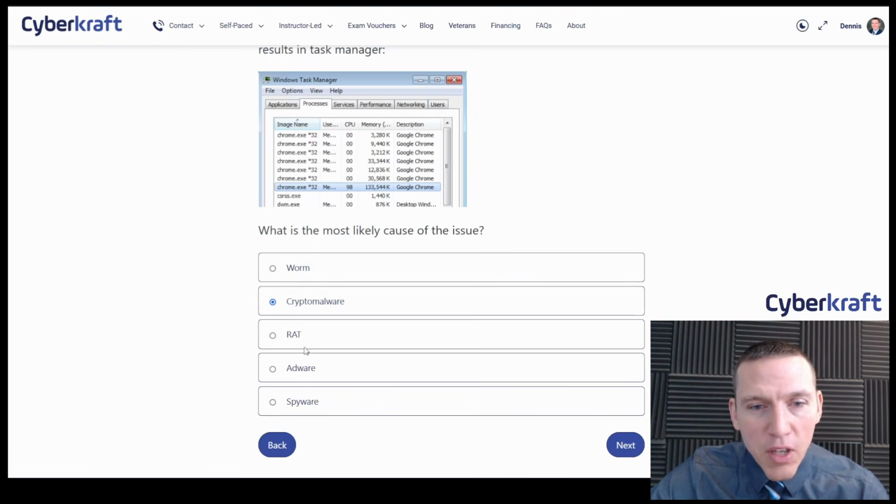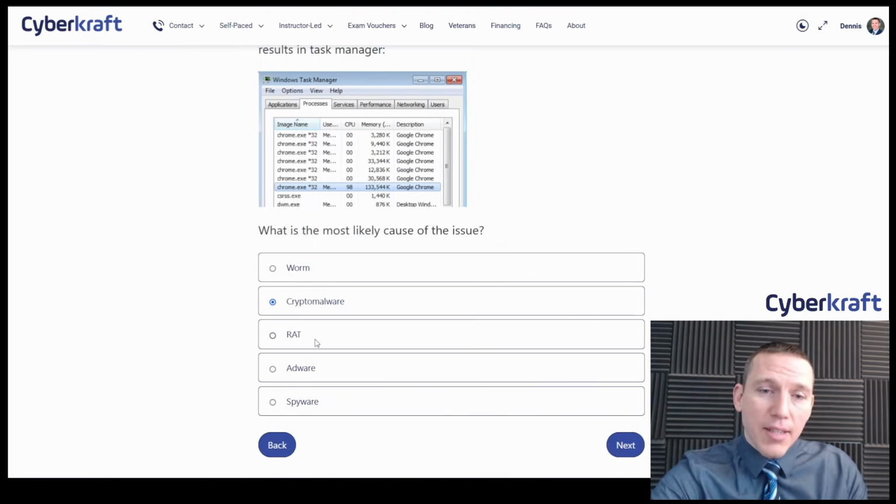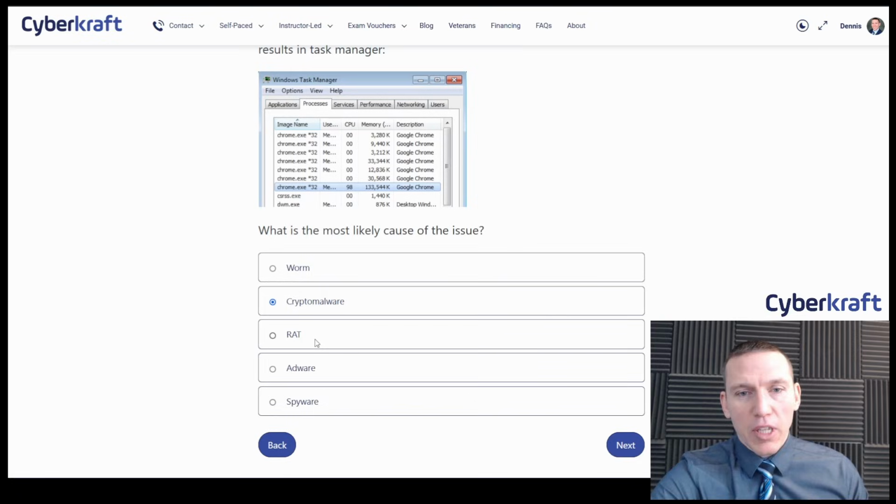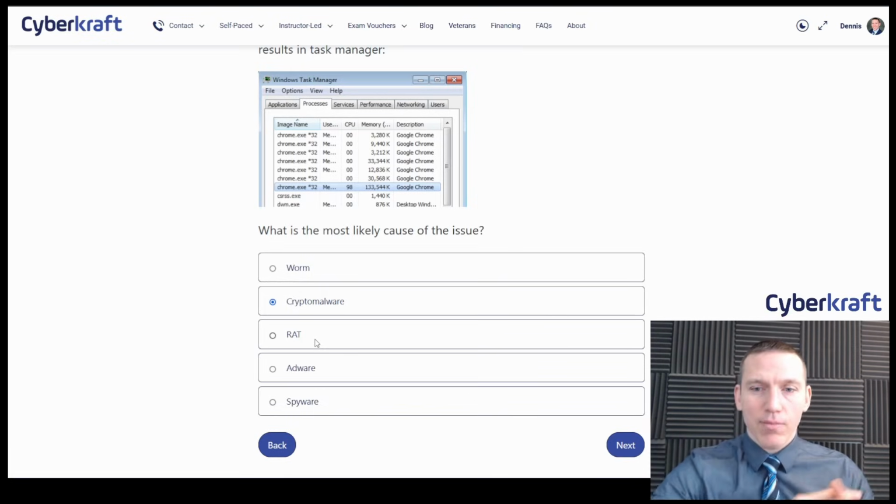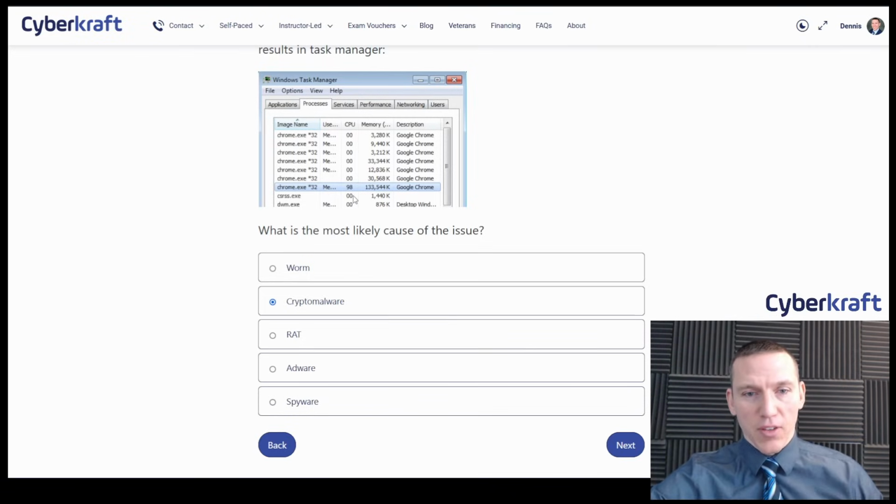Let's read the rest of these. Remote access Trojan. Now that's an interesting one. Remote access Trojans will mimic normal network behavior, but they are designed to be a backdoor. So they really try and stay stealthy. A remote access Trojan does not want to draw a lot of attention to itself, and this will definitely do that. So it's definitely not a remote access Trojan.